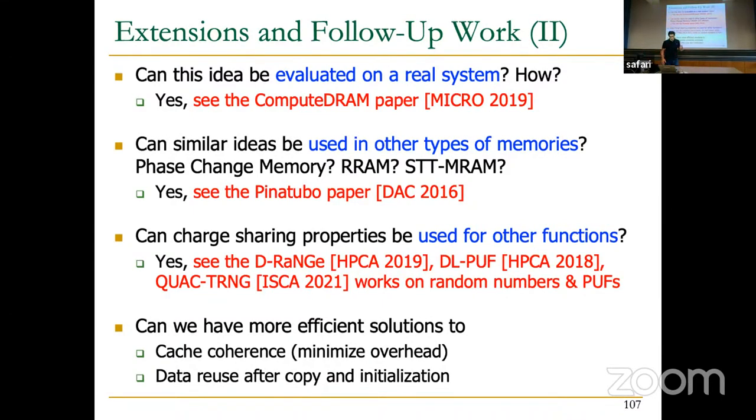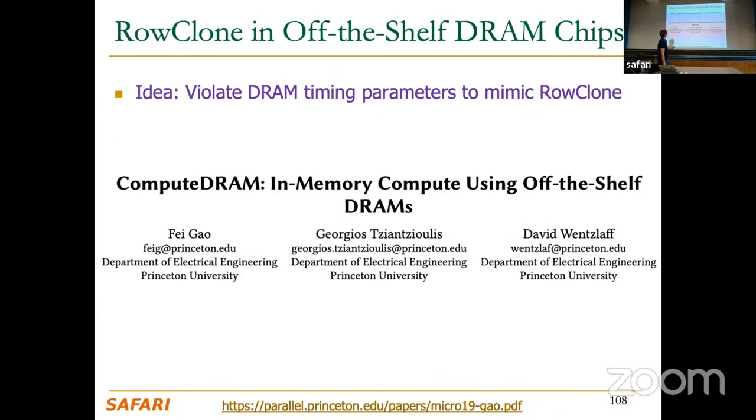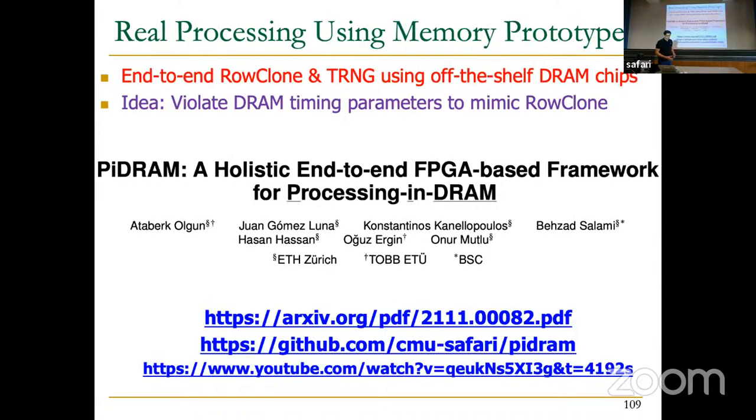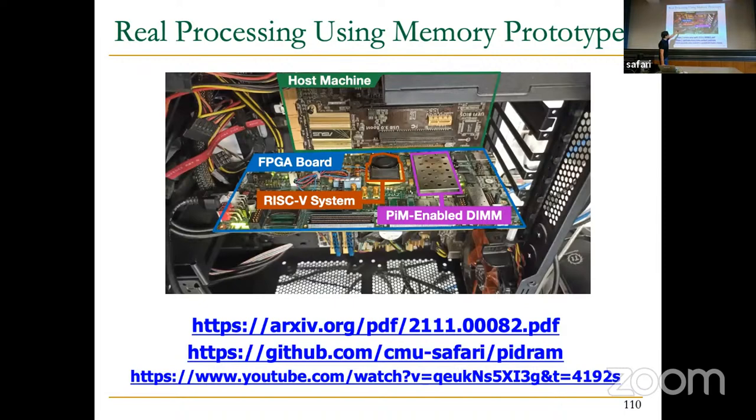And still, we have to deal with how to come up with more efficient solutions for some of the issues, right? This is the Compute DRAM paper. As you see in the title, they managed to copy rows and to perform indeed some Ambit operations as well using off-the-shelf DRAM. They tested this on a very concrete setup using a SoftMC, that is an FPGA-based memory controller.